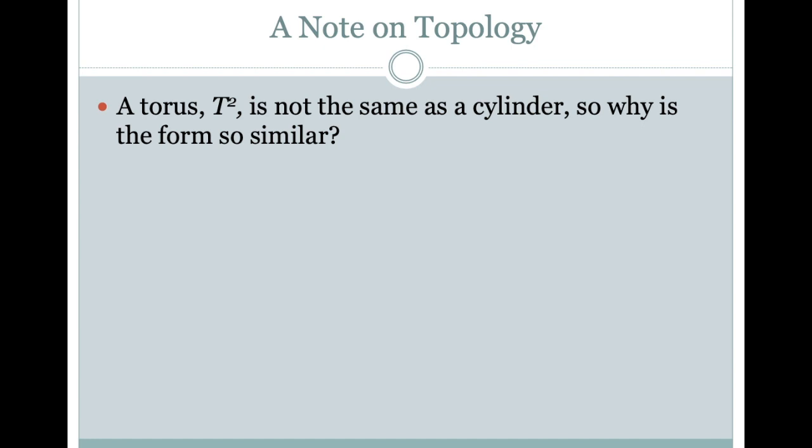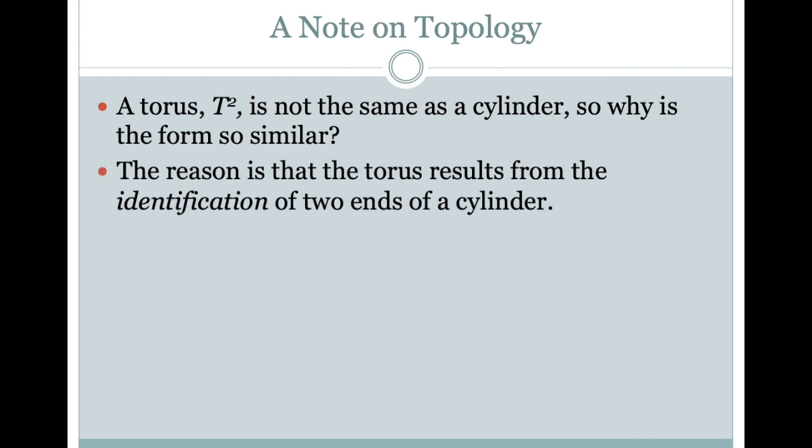Mathematically, we say that the torus is something that can be transformed into a plane. Since it's not the same as a cylinder, why is the form so similar? It's not the same, which in topology we call homeomorphic, but the reason is that the torus results from an identification of 2 ends of a cylinder. It forms what we call a quotient space.